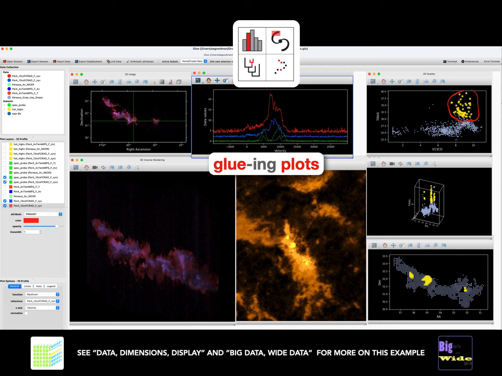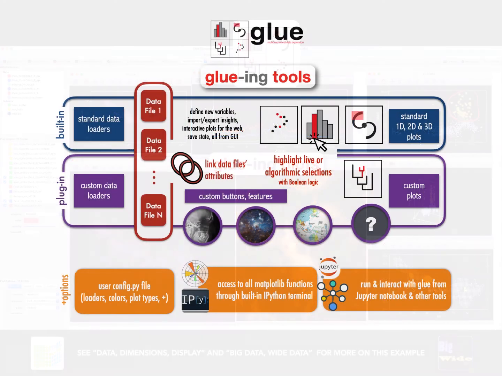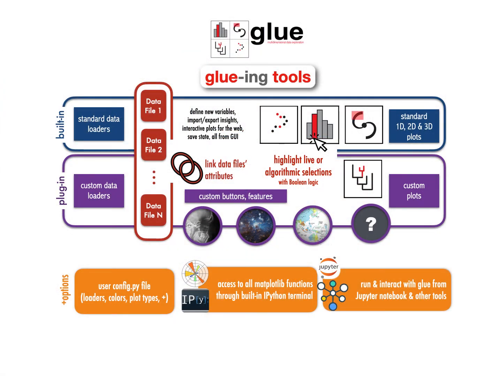If you're curious to know more about this particular glue screenshot and how it connects to concepts involving data dimensions and display and big data versus wide data, I highly recommend that you go watch those two other videos. But for now, let's just talk about the third meaning of glue in the name, and that's gluing together different tools. If you look at the top line of this graphic here, you see that the stuff in blue lists standard data loaders and standard kinds of plots that are built in that come with glue.